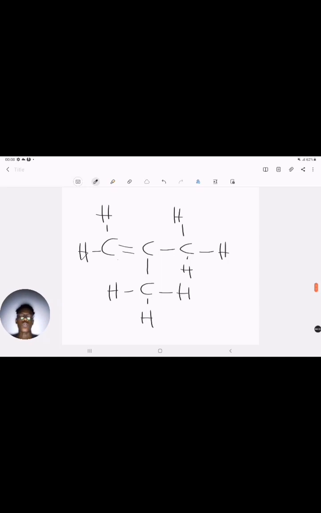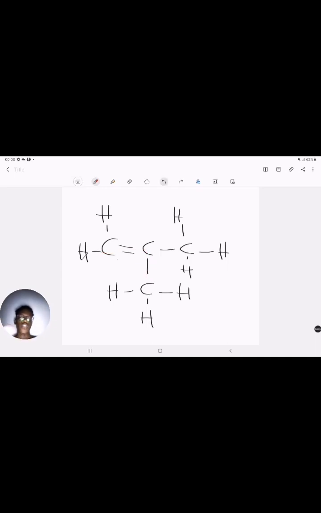Well, we say, okay, cool. Identify the longest chain. Which is our longest chain here? Well, our longest chain could be 1, 2, 3, or it could be 1, 2, 3, or it could be 1, 2, 3. What I'm going to do is choose this as my longest chain.